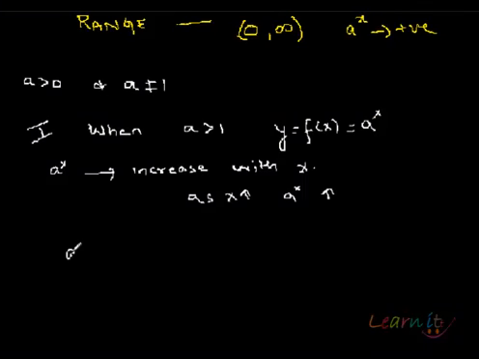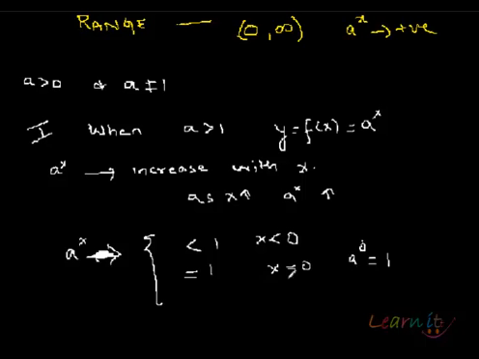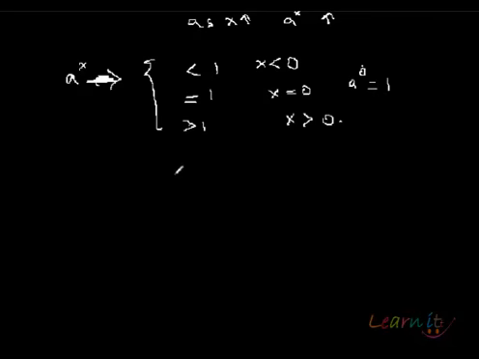Now, what exactly can a to the power x look like? We are taking a as greater than 1. So a to the power x will be less than 1 when x is less than 0, right? x can be negative. The domain will have all sorts of elements. It will equal 1 when x is 0. And it will be greater than 1 when x is greater than 0.